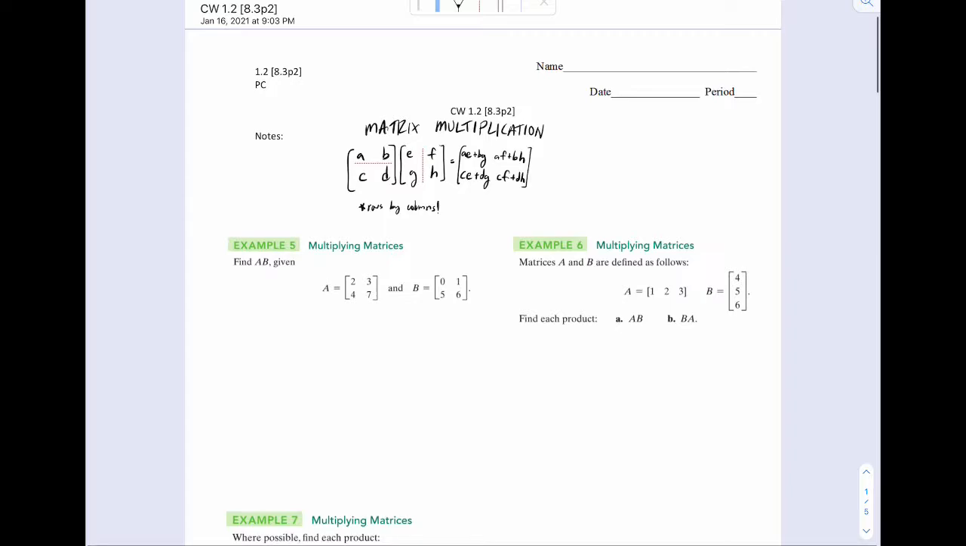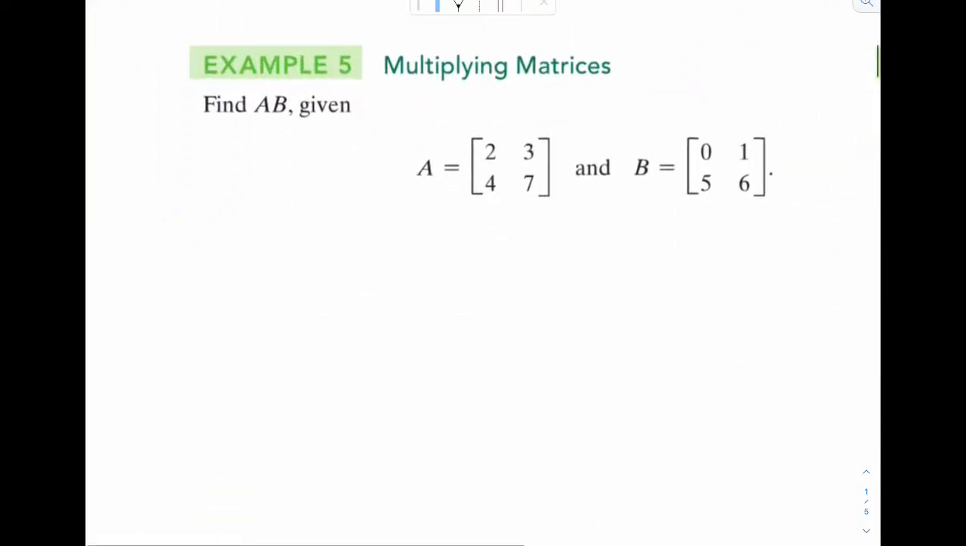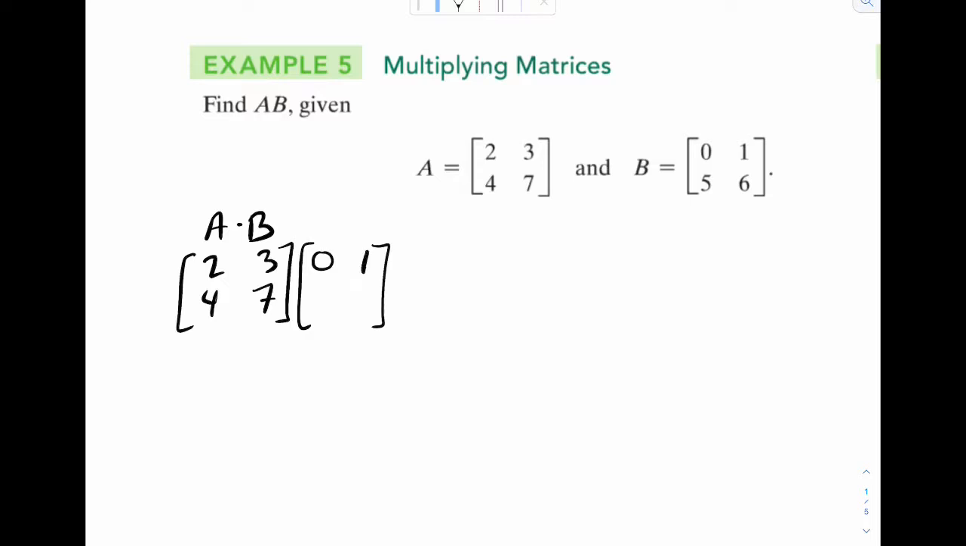So here it says, find AB. So I'll write A times B. I always recommend writing it out. Do not do this in your head. There's a lot of places to make mistakes, so you just want to minimize mistakes here. And I always recommend draw the lines. This will really help you, like on your tests and quizzes, you put those down. That just shows me you're paying attention.